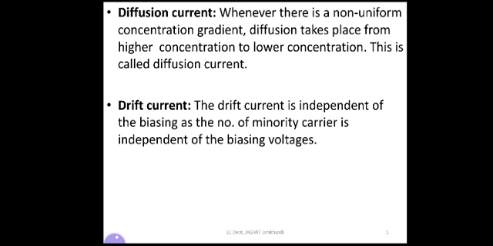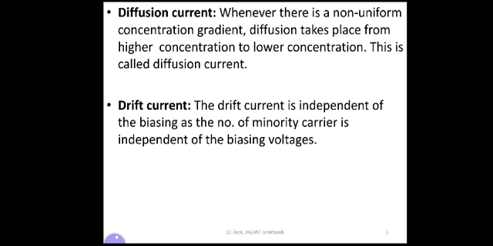As we know, whenever there is a non-uniform concentration gradient, diffusion takes place from the higher concentration to the lower concentration, which is called diffusion current. Similarly, more holes can diffuse from P to N under forward bias because of the lowered barrier.